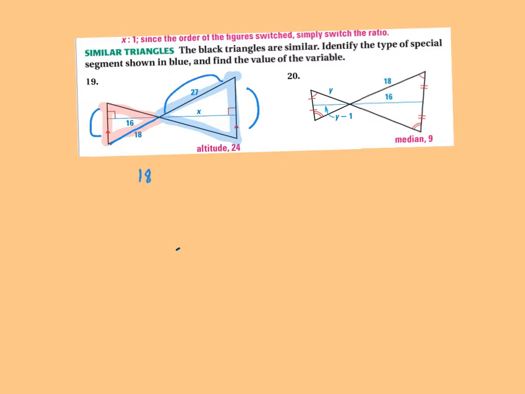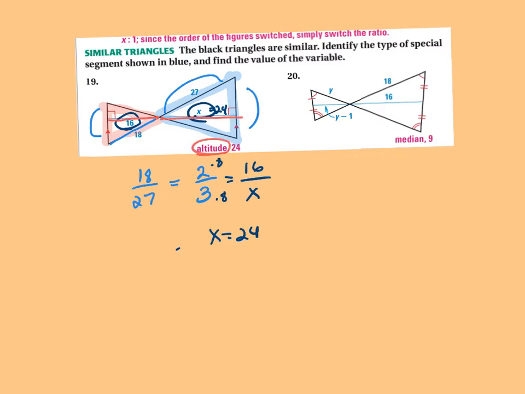So 18 to 27, 9 goes into both of those. It'd be 2/3. And then if I want to find the length of the altitude, I have to do 16 to x. So this is times 8. This would be times 8, which means x is 24. And then it says identify the type of segment. So this goes from vertex, perpendicular, which means altitude.